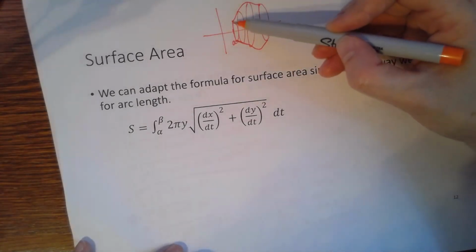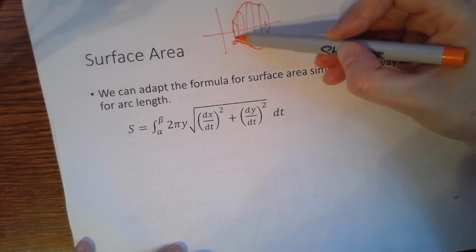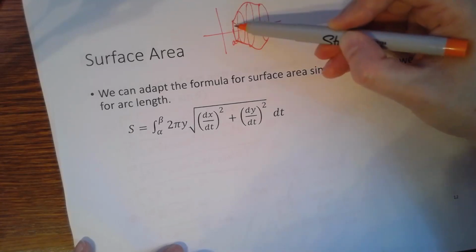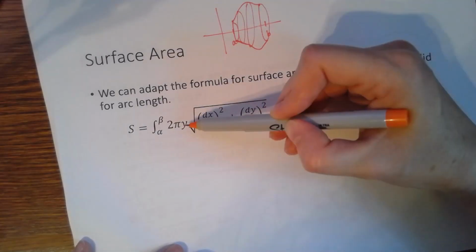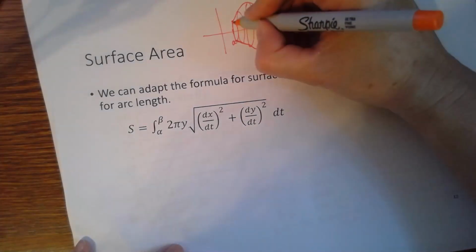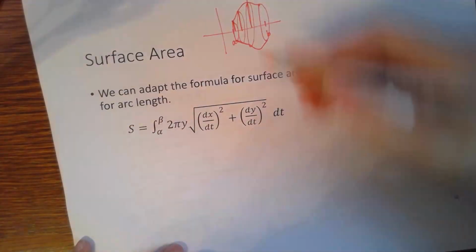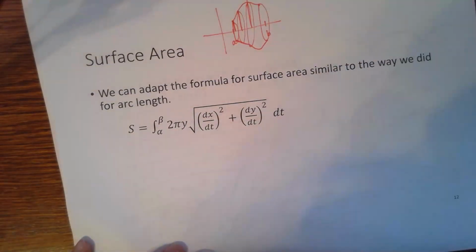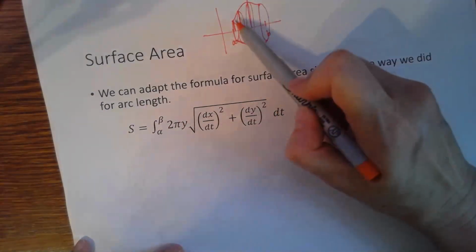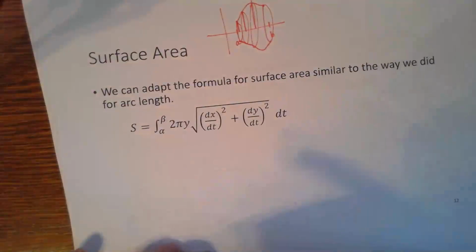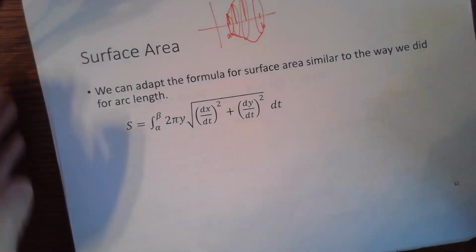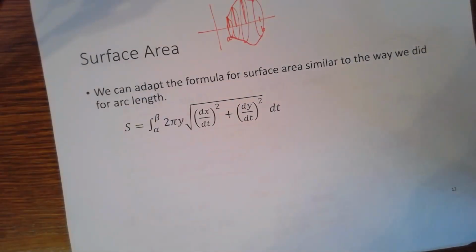Okay, and so the way that I find the circumference of this circle is I do 2 pi times the radius. Well, the radius of that circle is whatever the y value is of whichever circle I'm going along. And how many circles do I have to add up? Well, I have to go all along this length of the arc, right? So remember, intuitively, that's how we find surface area.